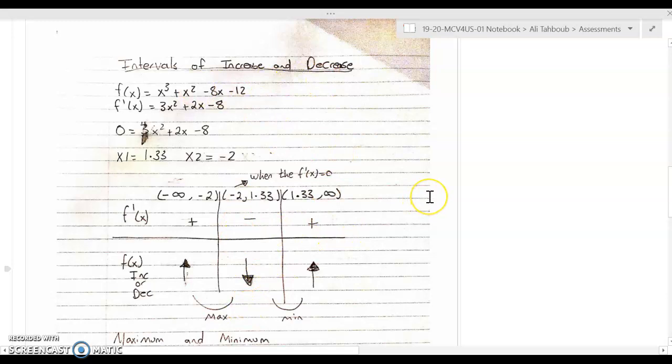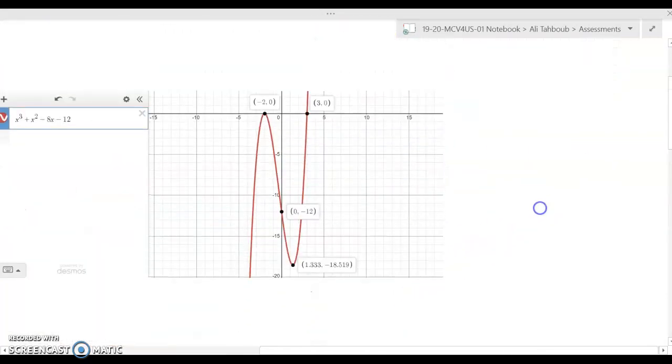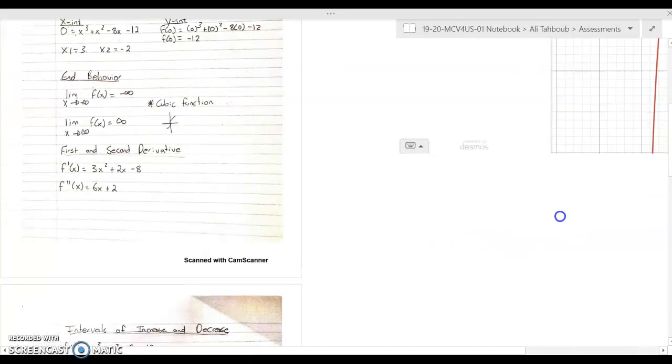And we can see this on the Desmos graph, as we can see that from -infinity to -2, so -infinity all the way to -2, it's increasing. And then from -2 all the way to 1.33, it's decreasing. And then from 1.33 all the way back to infinity, it goes back up to increasing.